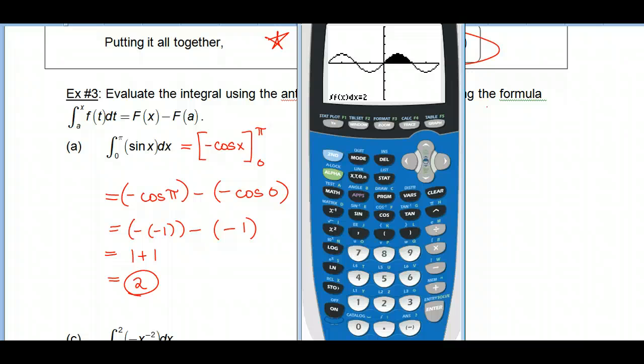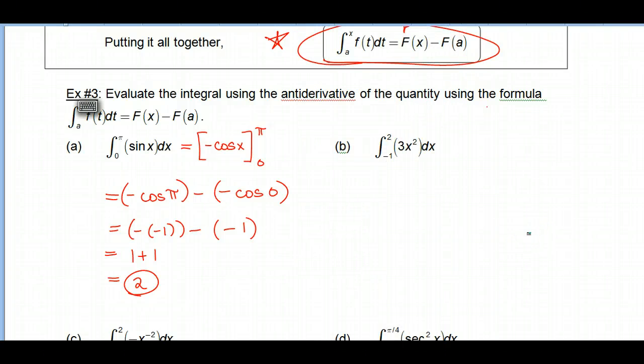Can you do that process one more time from the sine curve? Second calc, and then you go to 7. Lower bound is 0. Upper limit is pi. And just press enter. In other words, obviously I want you to be able to do this by hand, but you have a way to check your answers with your calculator.